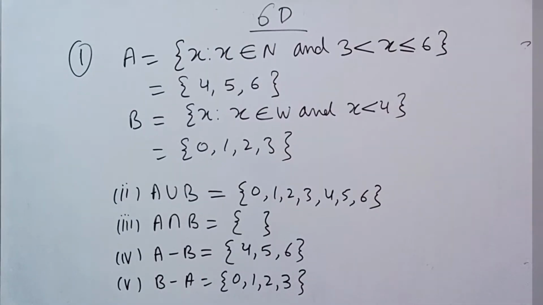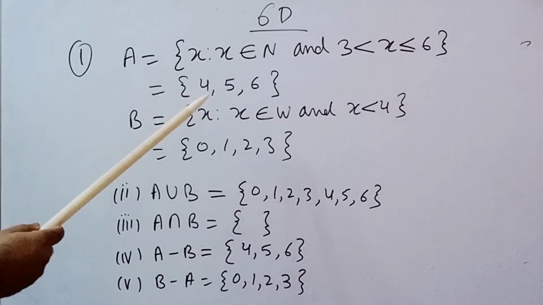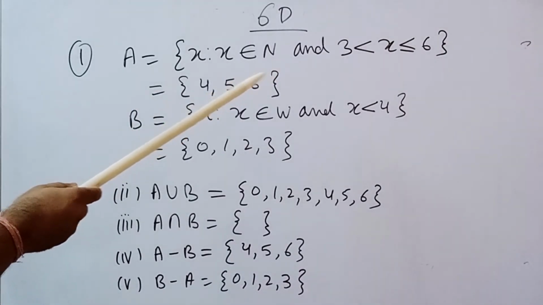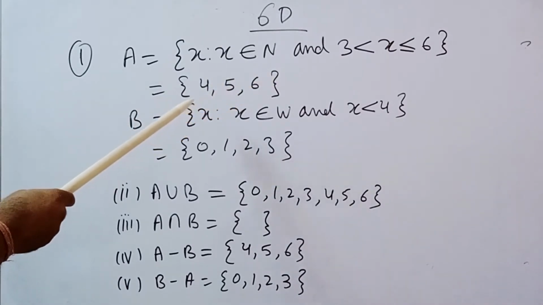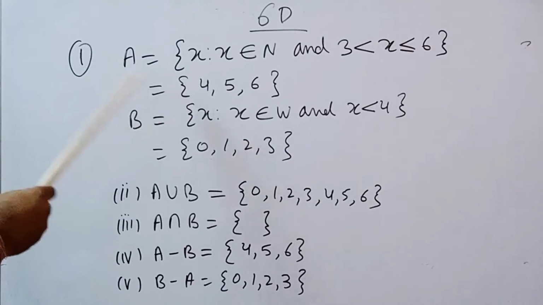Children, I am taking some sums from the exercise. The question number 1 is: given A equals {x such that x belongs to N and x is greater than 3 and lesser than or equal to 6}. So first find out the roster form of the set A, that is 4, 5, 6, as x is greater than 3, that means 4, and x is lesser than or equal to 6, that means 5 and 6 are also in there.